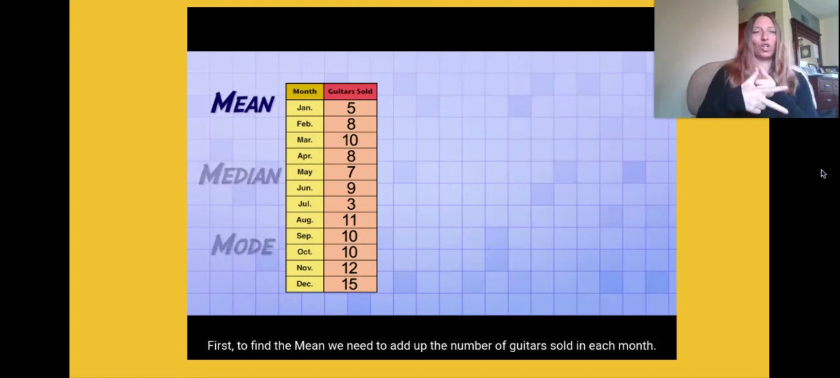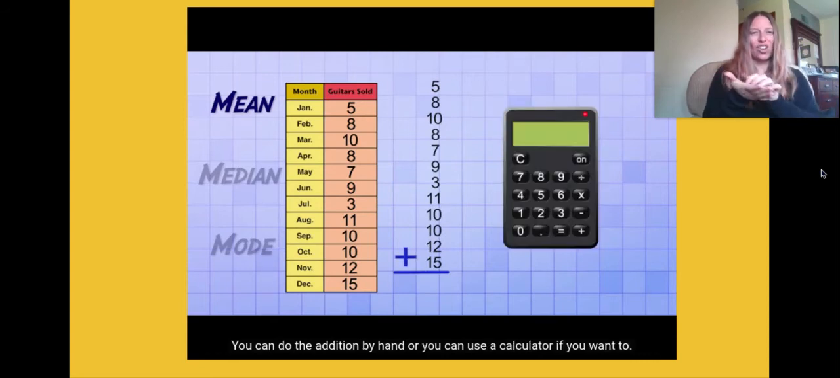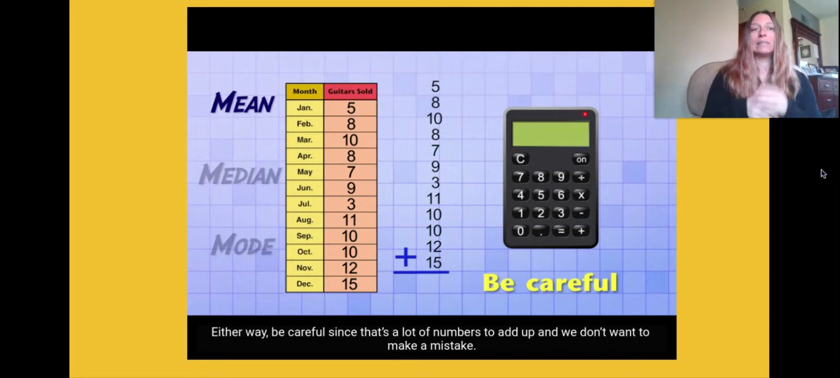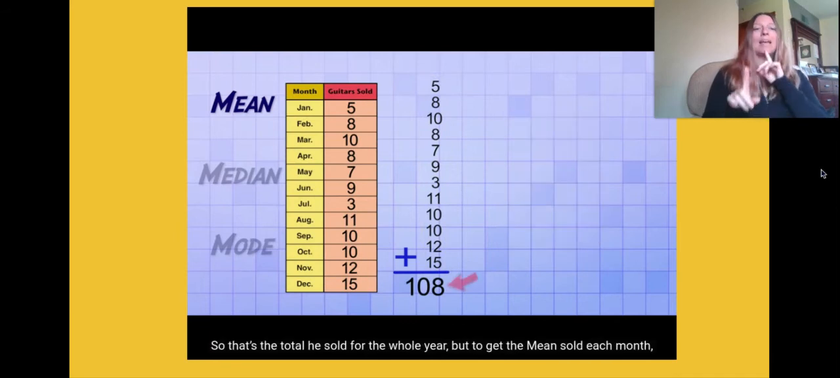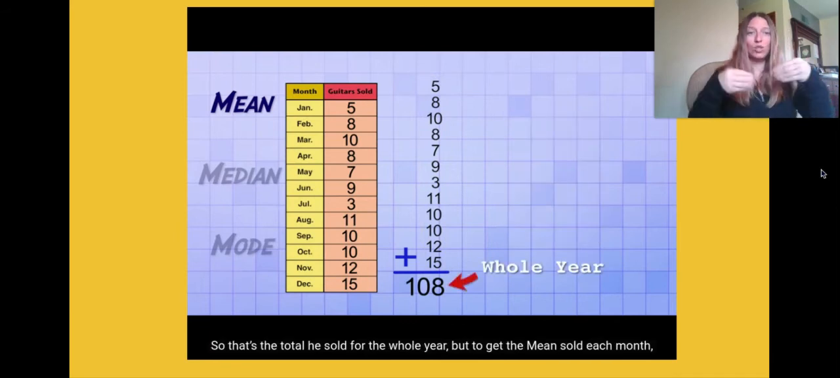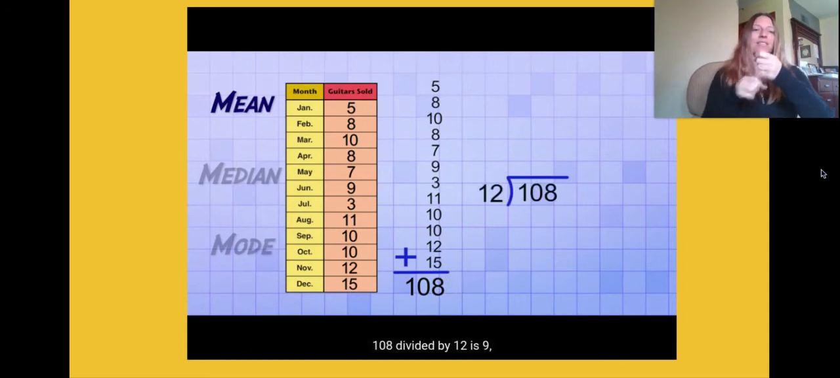First, to find the mean, we need to add up the number of guitars sold in each month. You can do the addition by hand or you can use a calculator if you want to. Either way, be careful since that's a lot of numbers to add up and we don't want to make a mistake. The answer I get is 108. So that's the total he sold for the whole year. But to get the mean sold each month, we need to divide that total by the number of months, which is 12. 108 divided by 12 is 9. So the mean, or average, is 9.